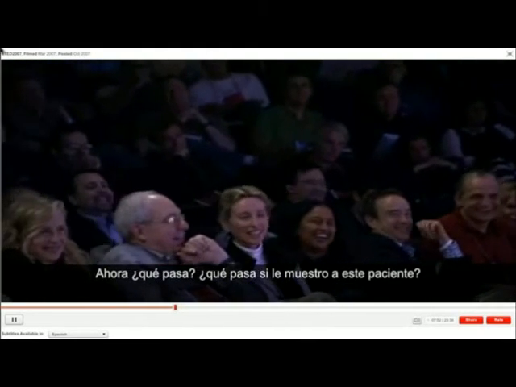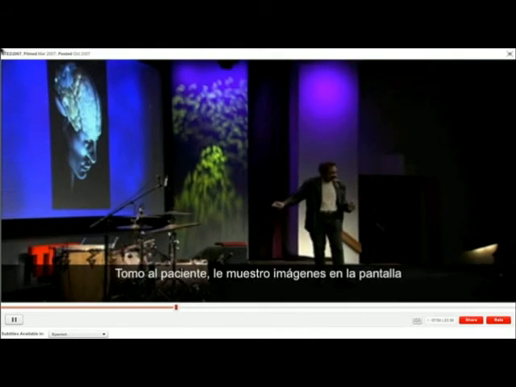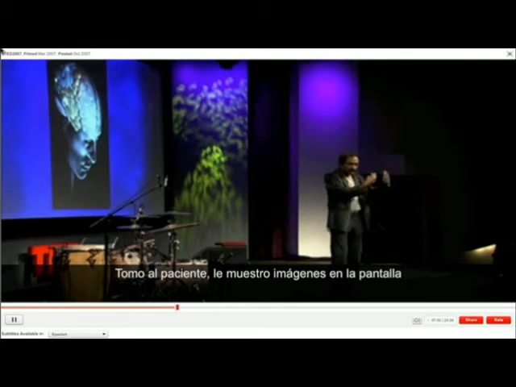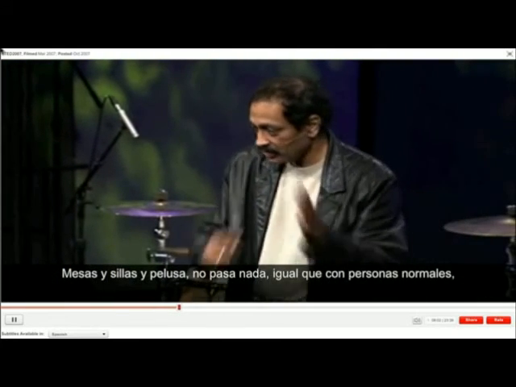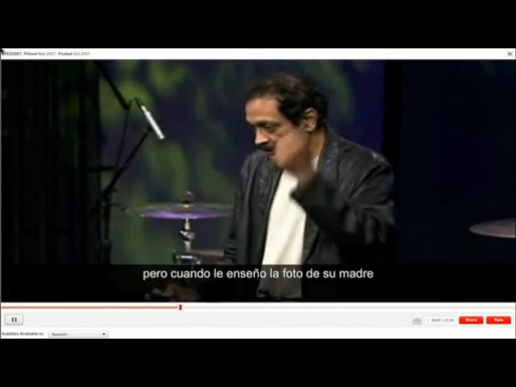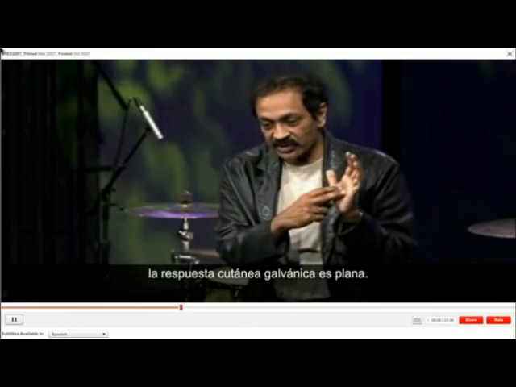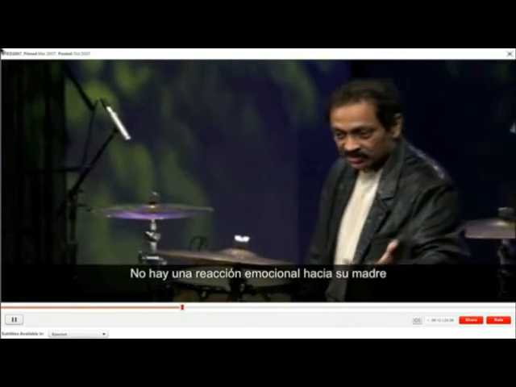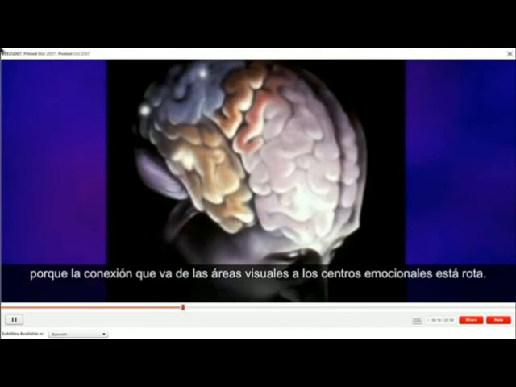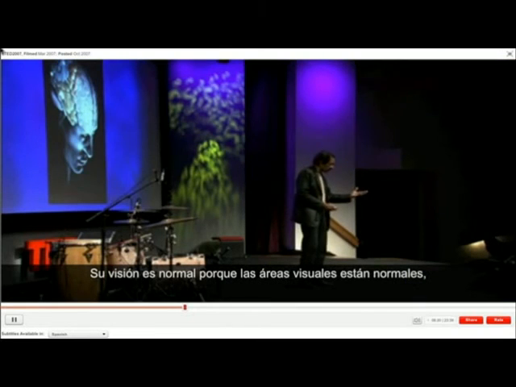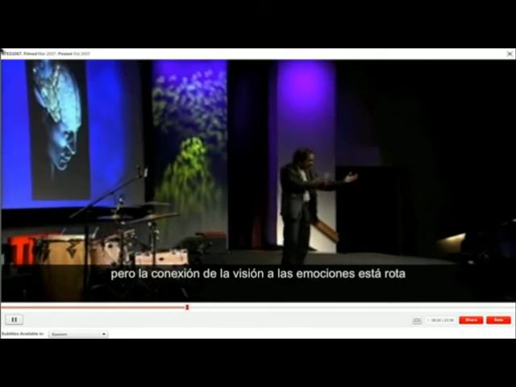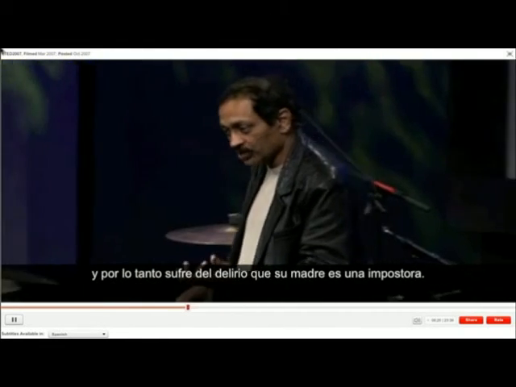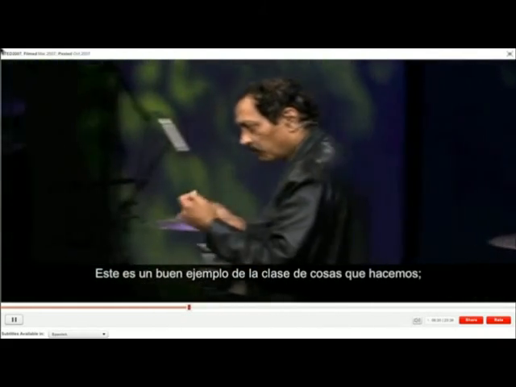Now, what happens if you show this patient? You take the patient and show him pictures on the screen and measure his galvanic skin response. Tables and chairs and lint, nothing happens, as in normal people. But when you show him a picture of his mother, the galvanic skin response is flat. There's no emotional reaction to his mother. Because that wire going from the visual areas to the emotional centers is cut. So his vision is normal because the visual areas are normal. His emotions are normal. He'll laugh, he'll cry, so on and so forth. But the wire from vision to emotions is cut, and therefore he has this delusion that his mother is an imposter. It's a lovely example of the sort of thing we do.